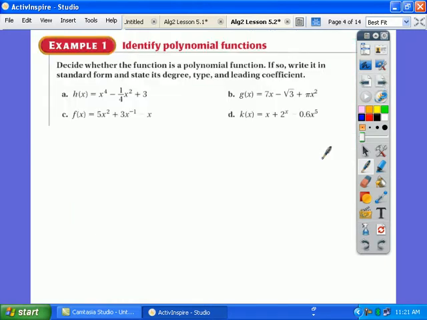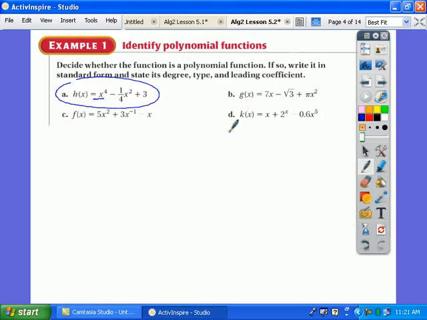Okay. So here's a few functions. And the question is, which ones are polynomials, which ones are not? If we look at this first one, x to the fourth minus 1/4 x squared plus 3, this is a polynomial. It has positive integer exponents. It's a fourth degree polynomial. And the leading coefficient is just 1, because there's an invisible 1 in front of the x to the fourth. So all we're doing right now is classifying polynomials.